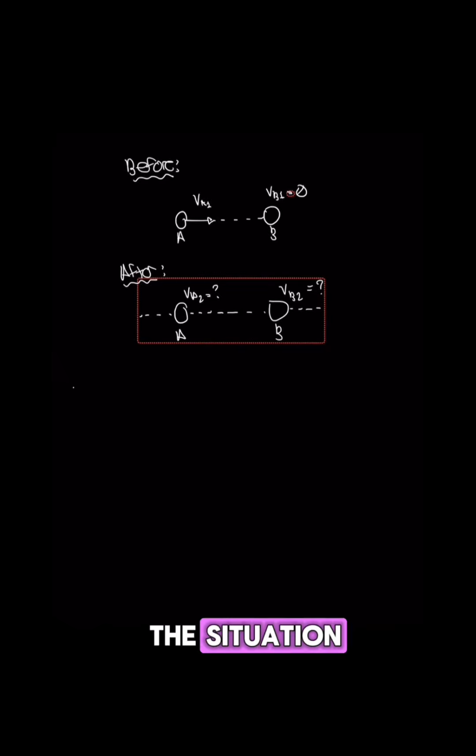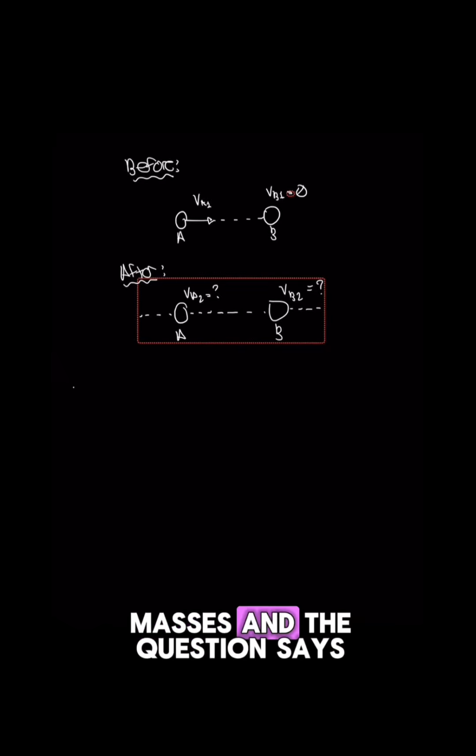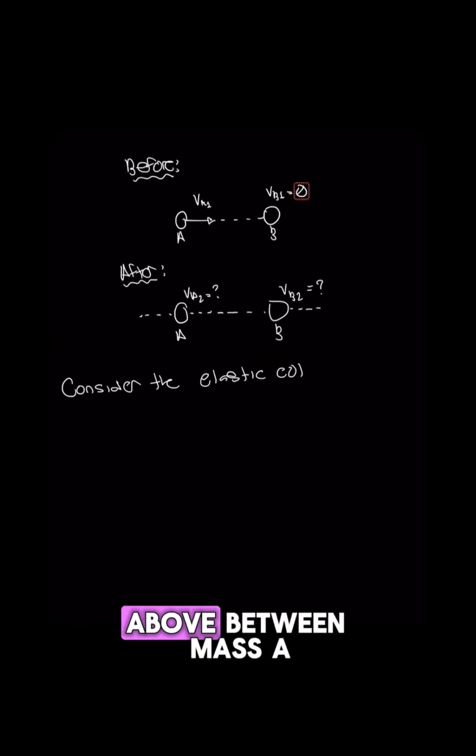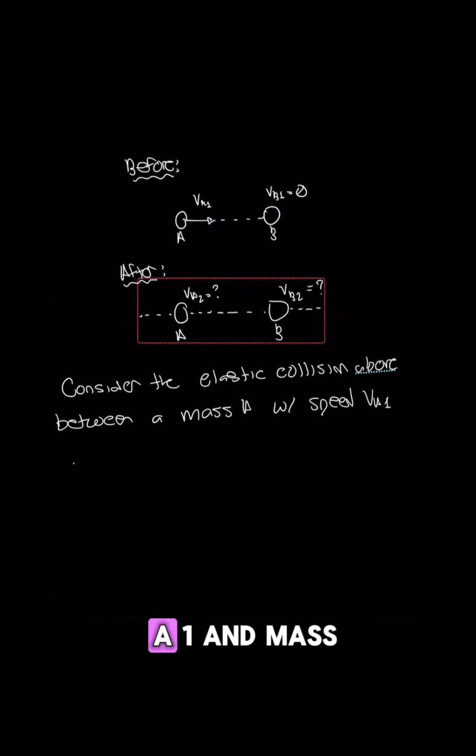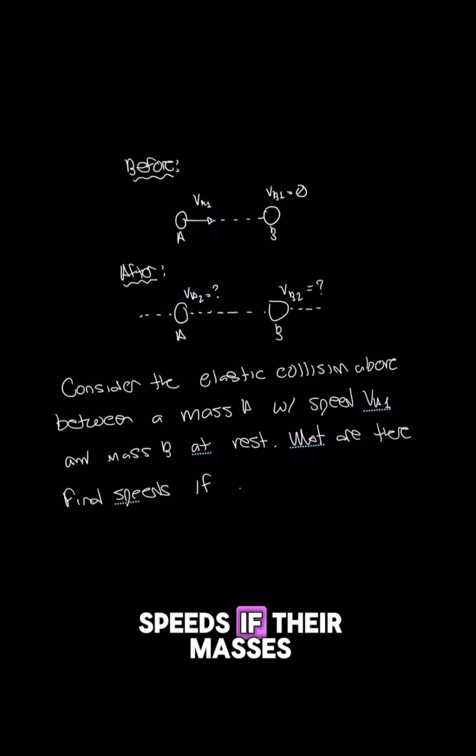Let's say you're given this situation for a head-on collision between two masses, and the question says, consider the elastic collision above between mass A with initial speed VA1 and mass B at rest. What are their final speeds if their masses are the same?